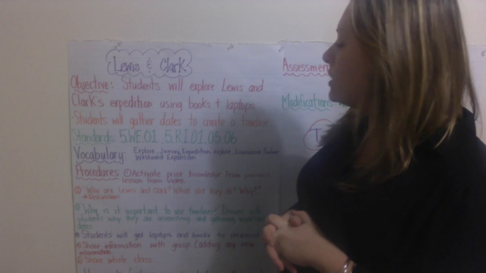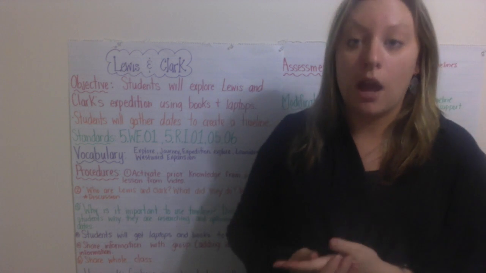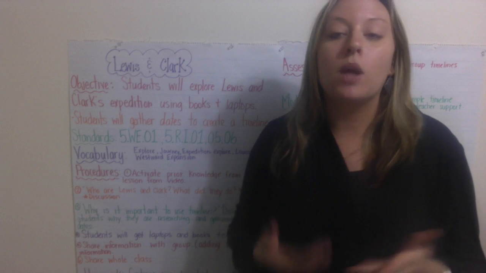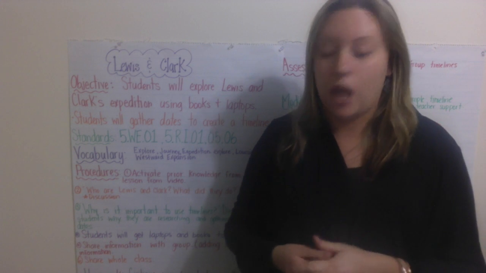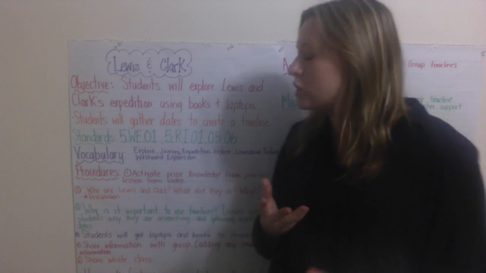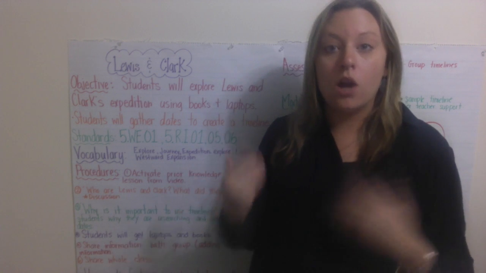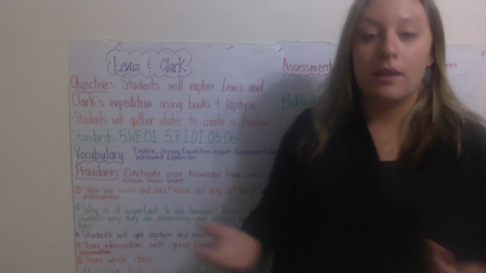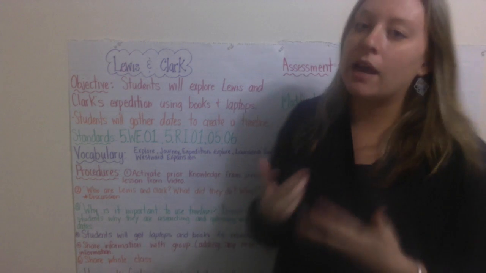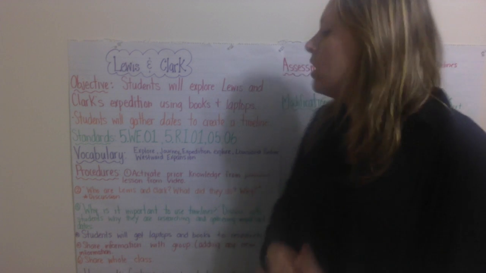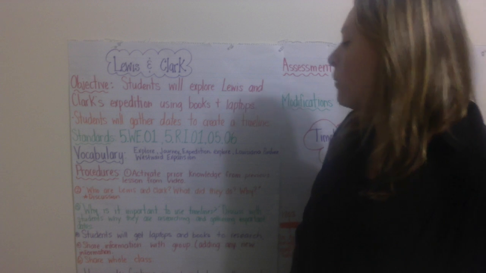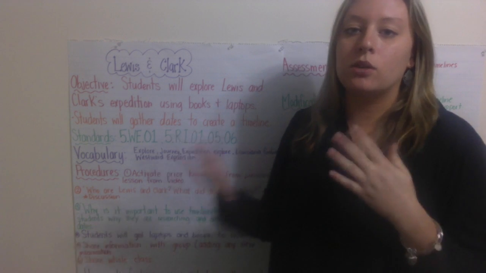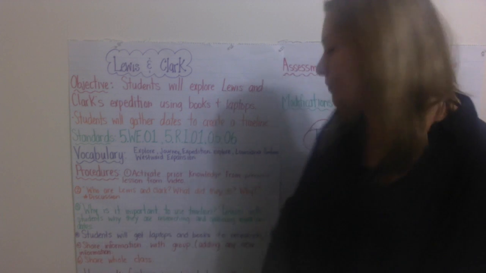The first thing I did was activate students' prior knowledge. So I talked to them about the first day lesson when we watched a video on Lewis and Clark from the History Channel. So we had a mini discussion about who Lewis and Clark were, why they were important, what did they do, and why did they do it. After we had a mini discussion, about 5 minutes, we talked about why it was important to use a timeline. And again, that was another student-to-student and teacher discussion.